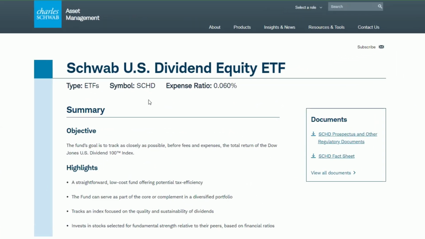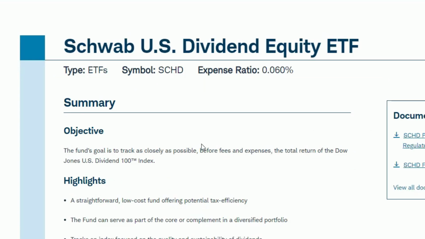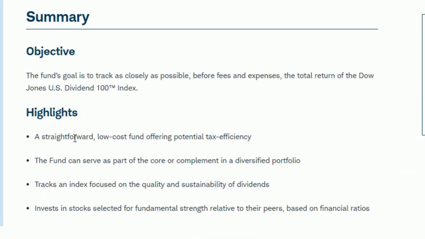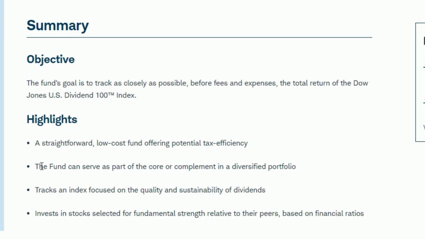Over on SCHD's website page, their expense ratio is 0.06%. The fund objective is to track as closely as possible, before fees and expenses, the total return of the Dow Jones US Dividend 100 Index. A few of the highlights: it's a straightforward, low-cost fund offering potential tax efficiency, whereas Qyld is taxed as normal income as far as I know.